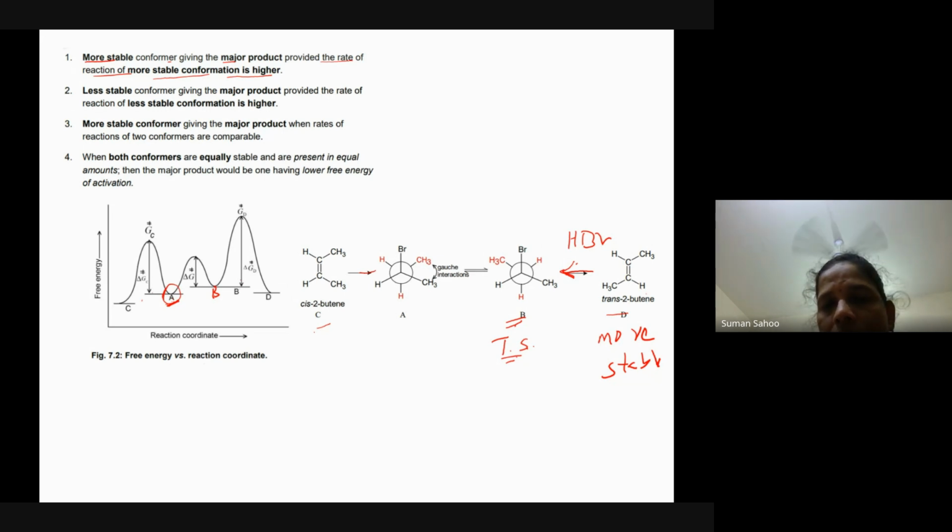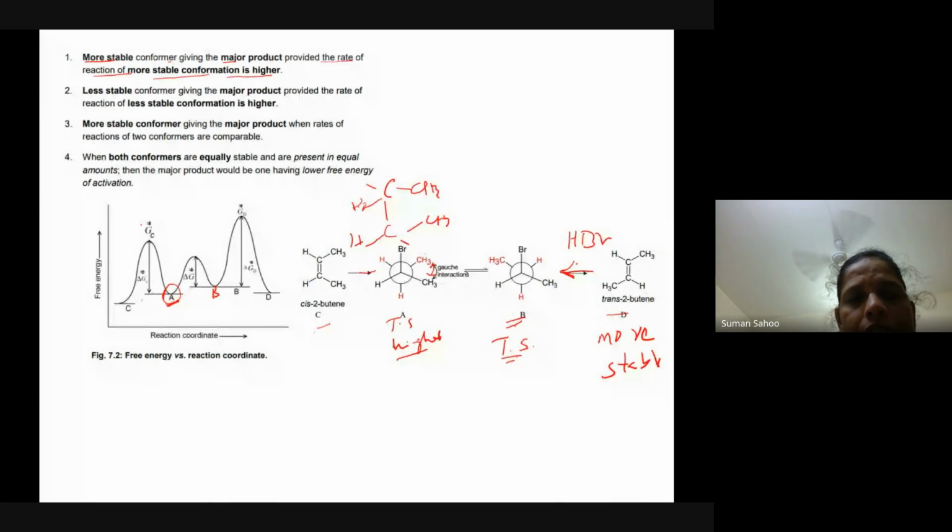But in this case, you just see here you have two gauche interactions, CH3 groups are closer to each other. So in this case, the transition state would be higher in energy. So it would be its production, like from bromination, your cis-butene. So the product in this case would have bromine here and another hydrogen. But here the transition state would be higher, so the product actually would be from your more stable conformer, because that is passing through a lower energy transition state.